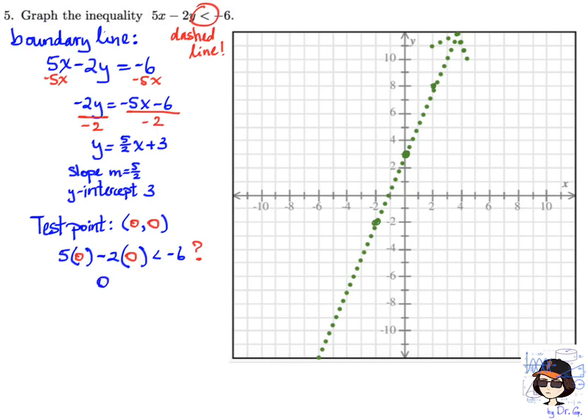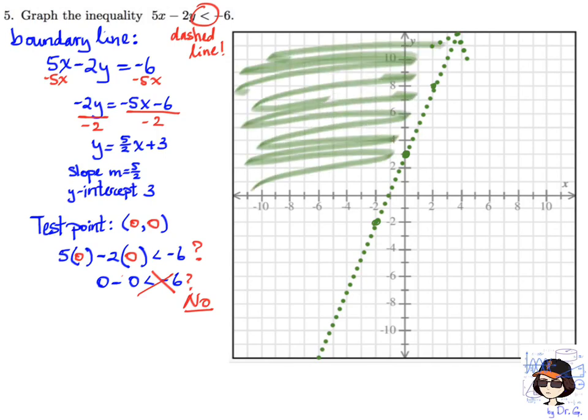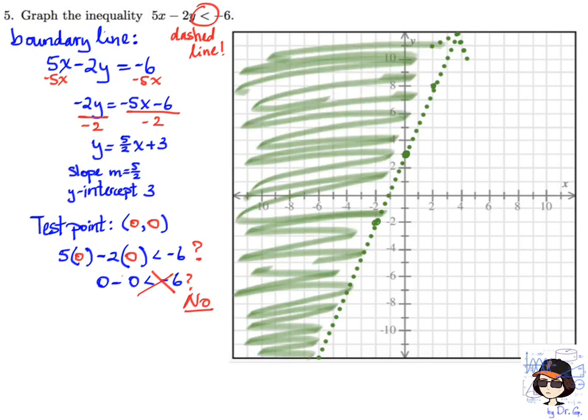Is that true? Well, the left side is 0 minus 0, the right side is negative 6, and that's clearly a false statement. So that means that that test point is not going to be in the region that we're shading. So that means we have to shade the other side of that line. So we're going to shade the side that does not contain 0, 0. So there's our solution, our graph.